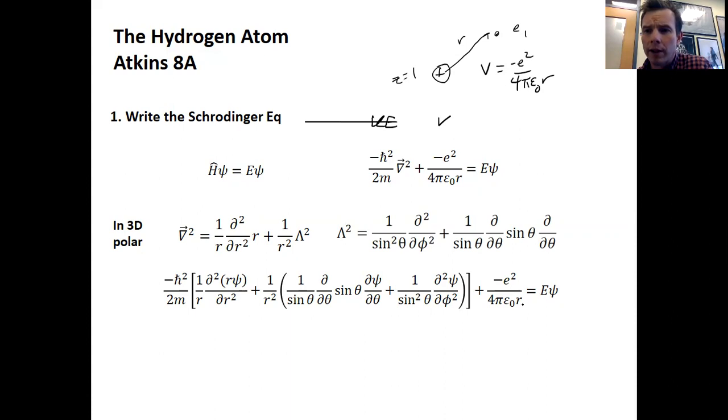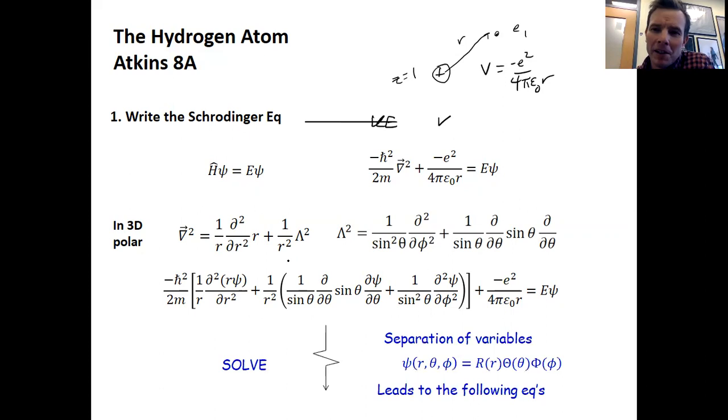How do we want to solve this? I heard it through cyberspace. We want to solve this with the separation of variables technique. That is, we are going to take our wave function, which is a function of the coordinates r, theta, and phi, and we are going to set it equal to the product of a function which only depends on r, one which depends on theta, and one which depends on phi.